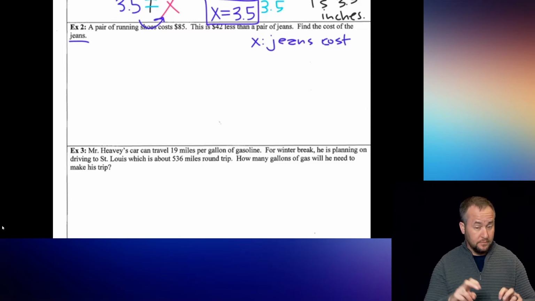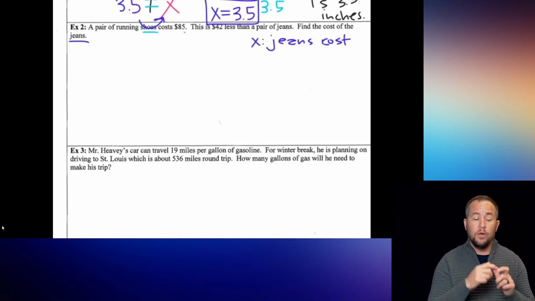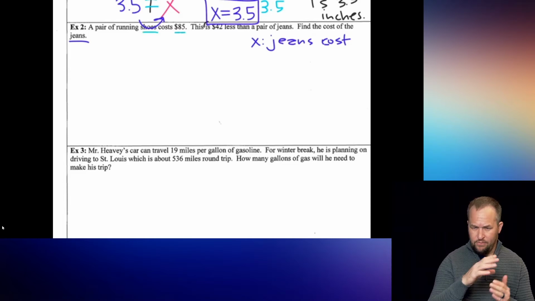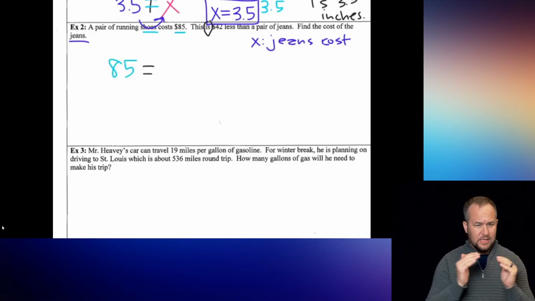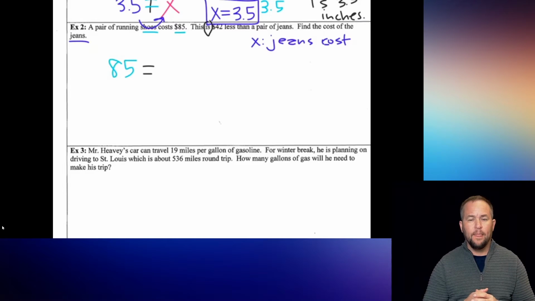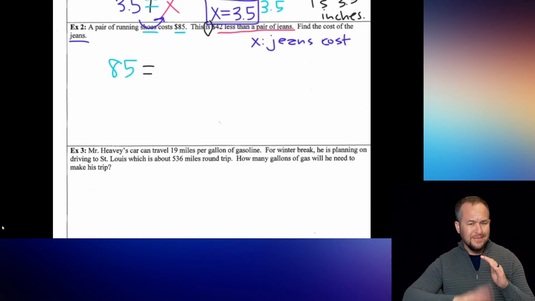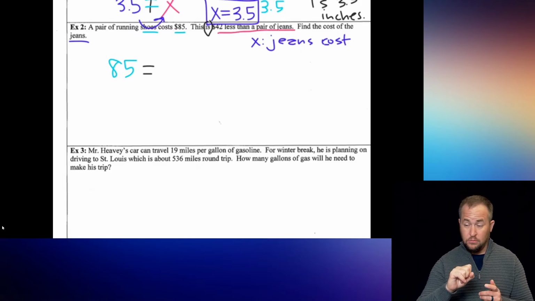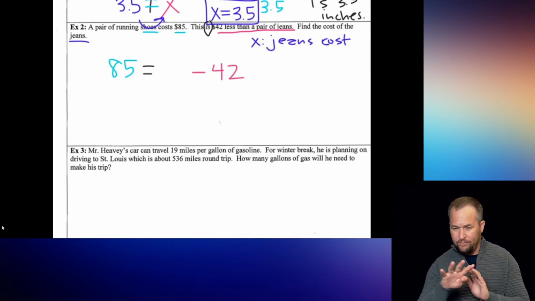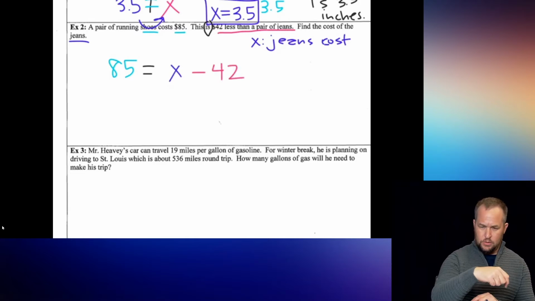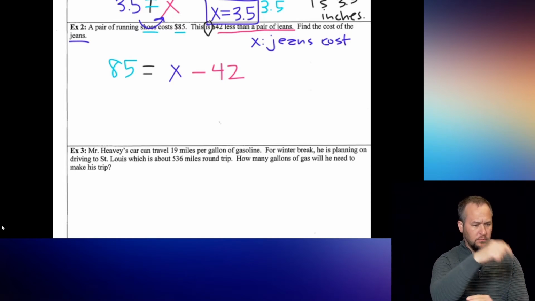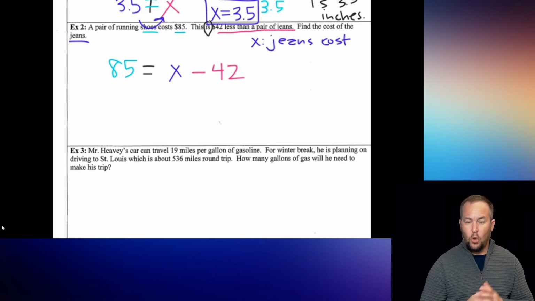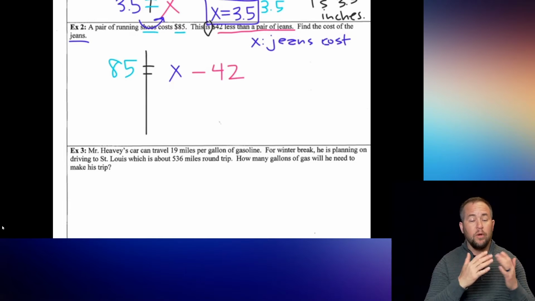So the running shoes cost $85. Then it says this is, so therefore right now what I have is 85 equals. This is $42 less than the pair of jeans. So $42 less than means that has to go at the end, minus $42, but it's less than that cost of the jeans that we already have. So again, $42 has to go at the end because it's $42 less than something else. The something else is our unknown. It's our X, or our jeans cost. Once we get there, we go ahead and just solve out our equation.